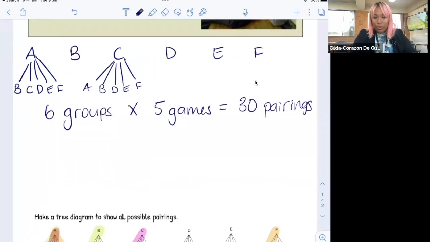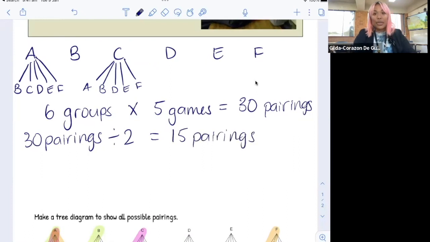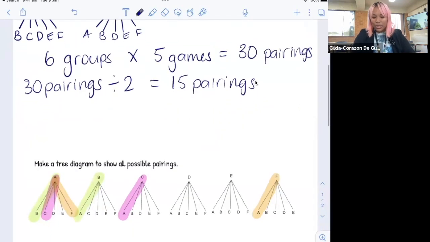Because it's repeated, they're all put down twice here. You could go through and double check them all, but they are all done twice. So if they are all done twice, then we're going to divide the 30 pairings by 2, because they've all doubled up. If we divide it by 2, then that is 15 pairings. So now that we've got 15 pairings, we know that there were 15 possible pairs.